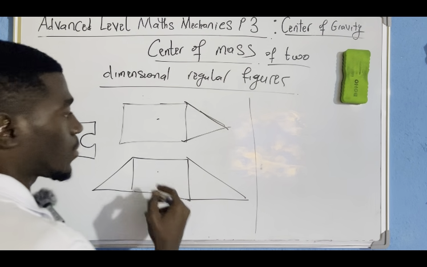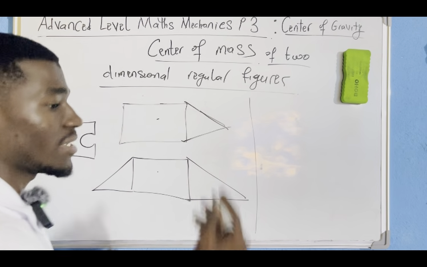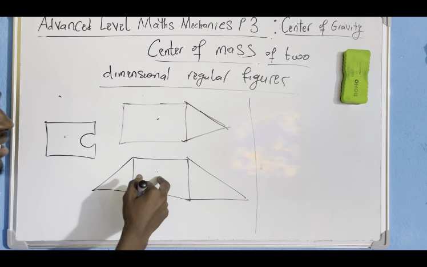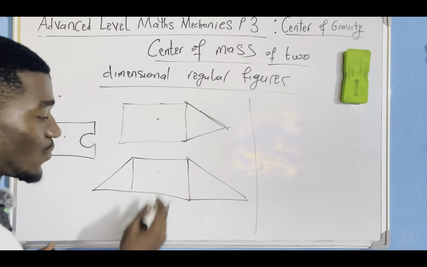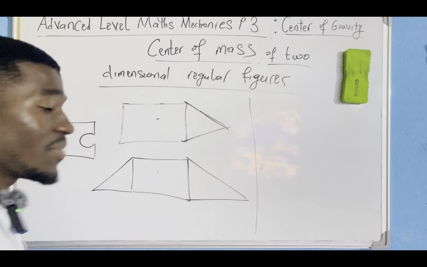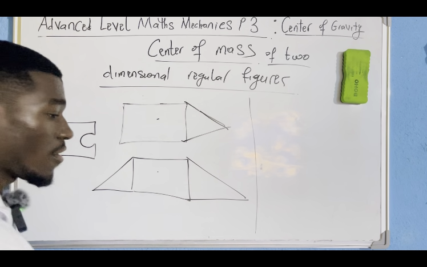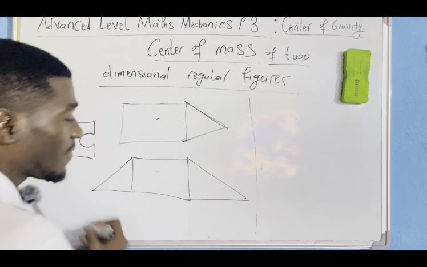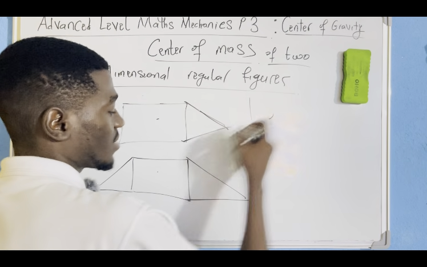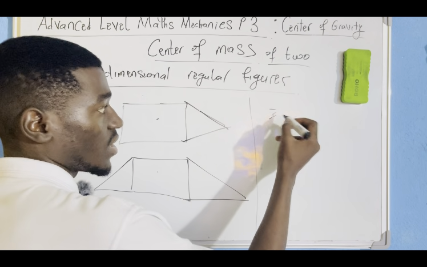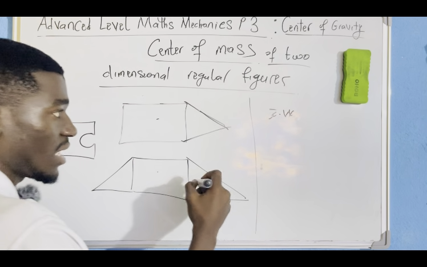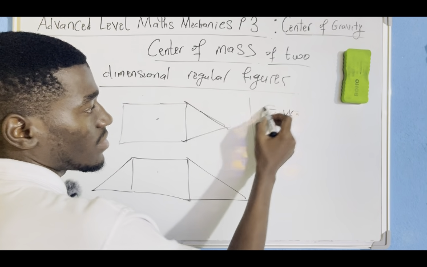Because we all know that moment is weight times the perpendicular distance from the weight, from the center of mass, to the pivot, or to the axis of rotation. It means that if I know that distance, maybe the distance from the center of mass is x bar, then I have the weight of the remaining lamina. You see that I can calculate from moment.